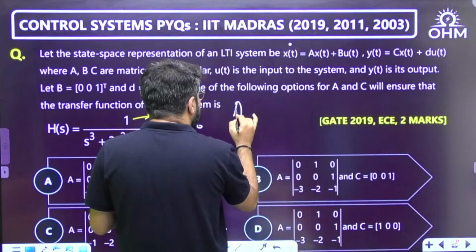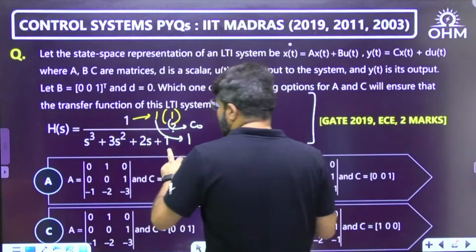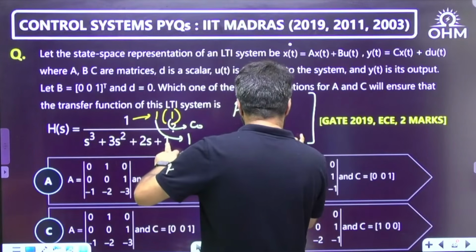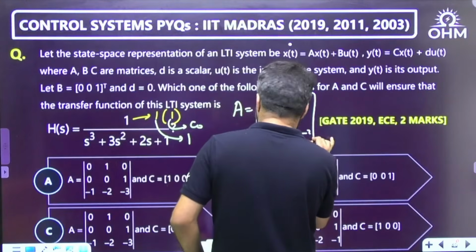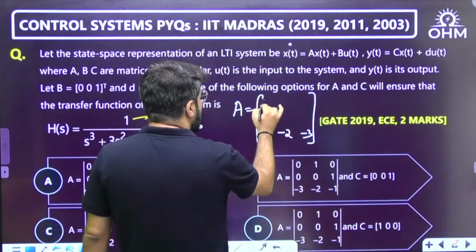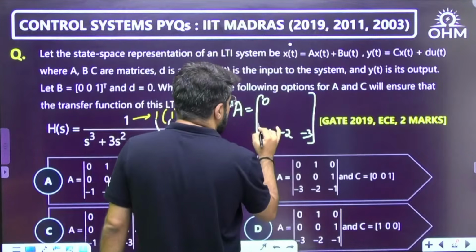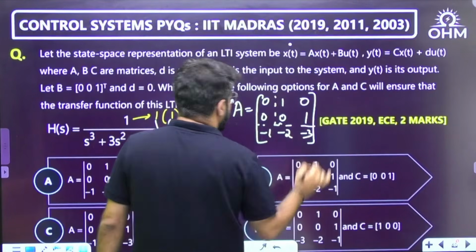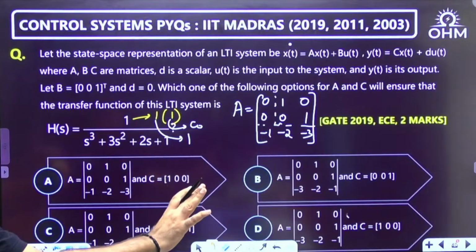What is the A matrix I will write for this? My direct way of writing the answer. Okay, minus A naught, minus 1. My opposite sign, A naught, A1, A2, but write with opposite sign. So next minus 2. Next minus 3. So minus 1, minus 2, minus 3. Okay, then what I told you, first column 0, 0 and here you fill identity matrix. This was 0 and then identity matrix. Okay, so A matrix is ready for me and that is matching with option number A and C.